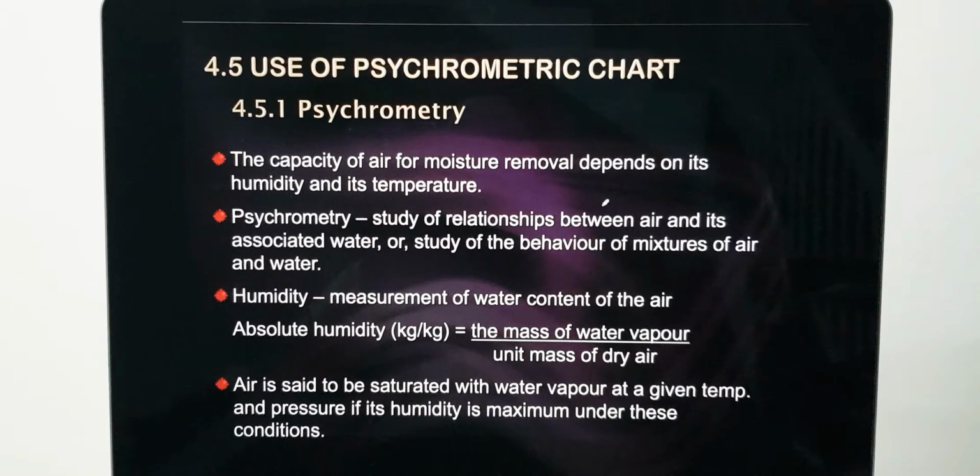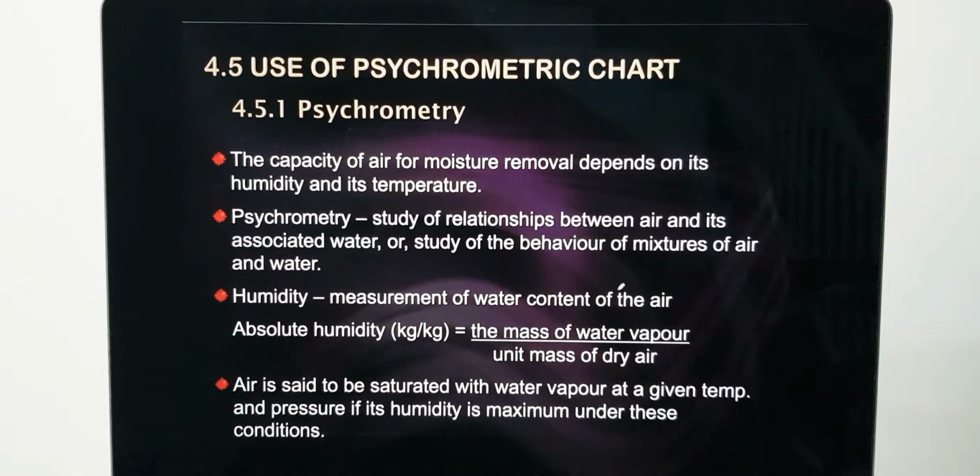For psychrometry, it is the capacity of air for moisture removal, which really depends on the humidity and the temperature. Psychrometry is a study of the relationship between the air and its associated water, or it can also be the study of the behavior of the mixture of air and water. So what is humidity? Humidity is the measurement of water content in the air.